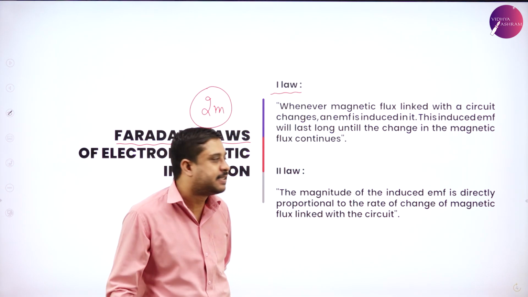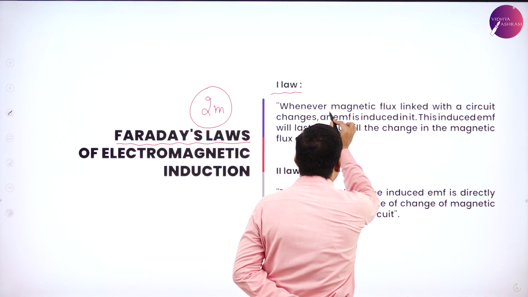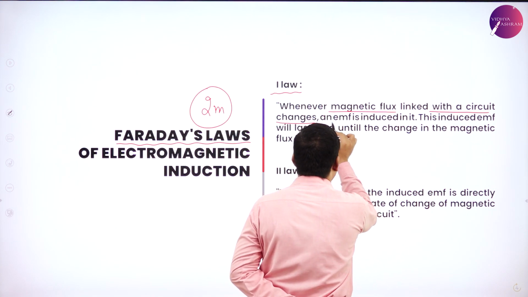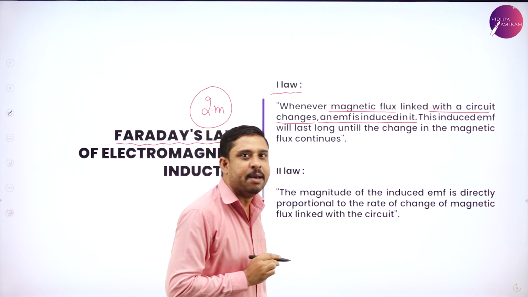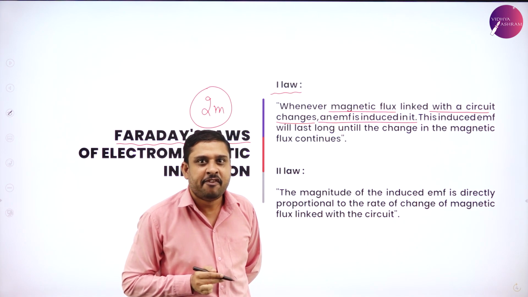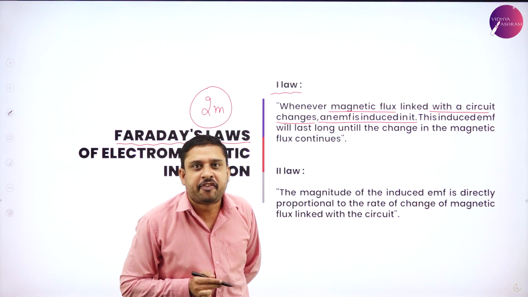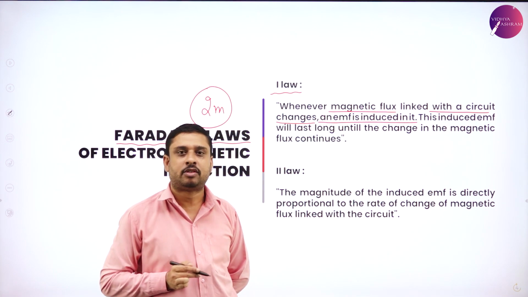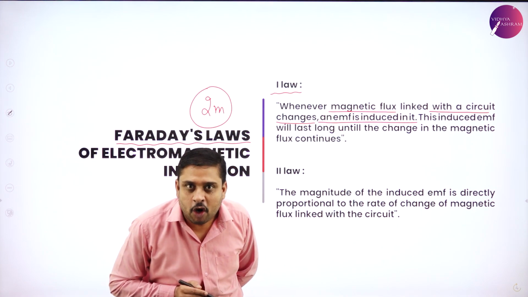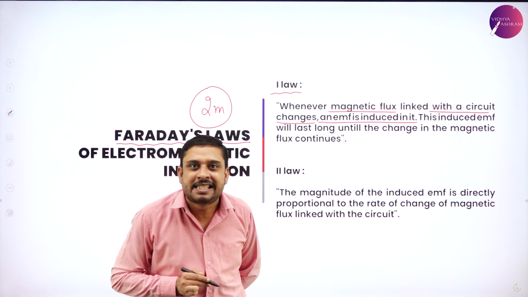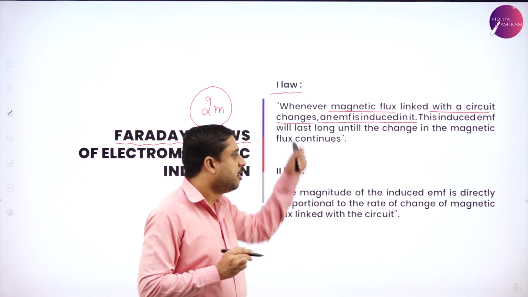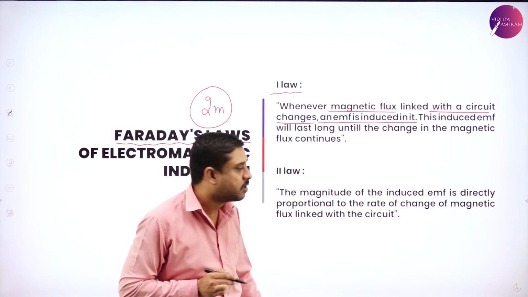The first law says, whenever magnetic flux linked with the circuit changes, EMF is induced in it. We have already learned this. If I want an EMF to be induced in a circuit, a current to be induced in a circuit, magnetic flux linked with it has to be changed. That is what the first law also says.